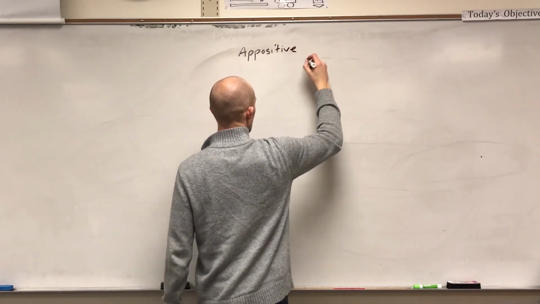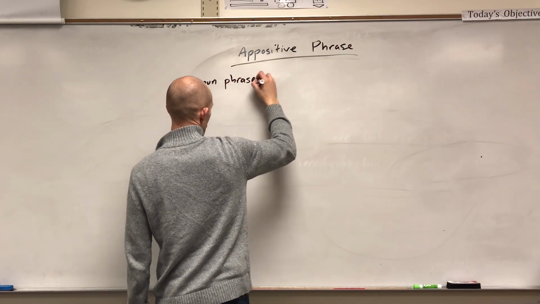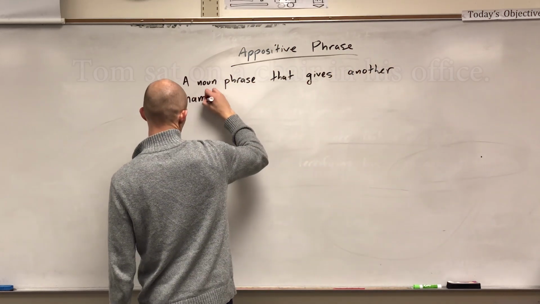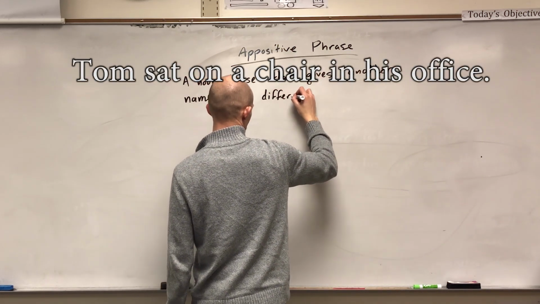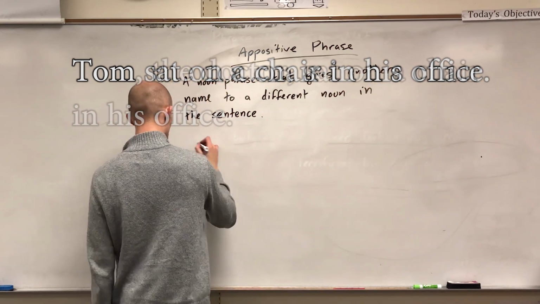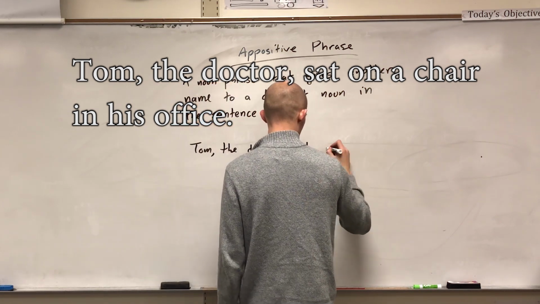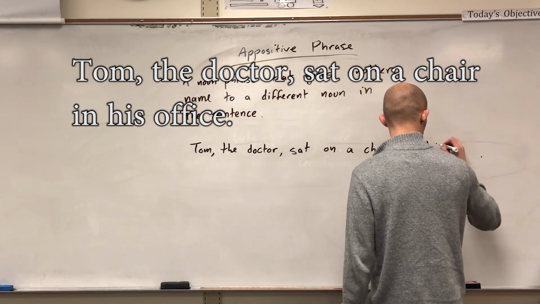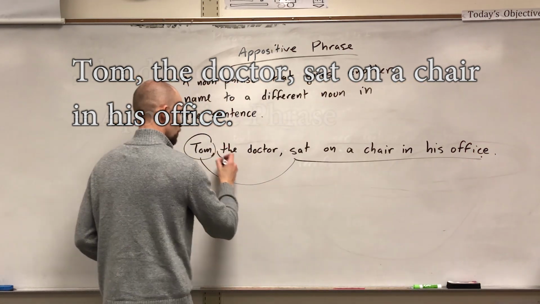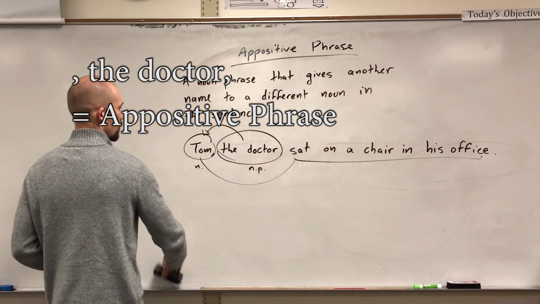Now, appositive phrases. An appositive is a noun or nominal phrase that essentially gives another name to a different noun in the sentence. So you take a sentence like, Tom sat on a chair in his office, and consider another noun that gives Tom an additional identity. He's a doctor. You then stick that noun next to Tom and separate it from the rest of the sentence with commas like mini parentheses. Tom, who? The doctor. Then resume. Did what? Sat on a chair in his office. The doctor gives another name for Tom.